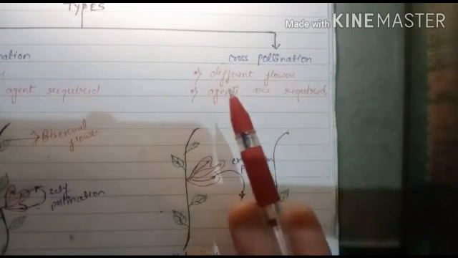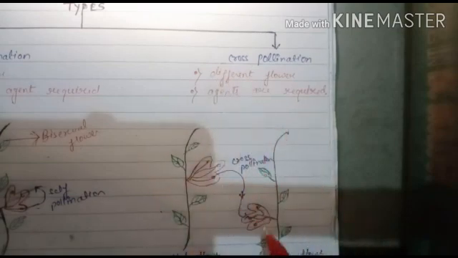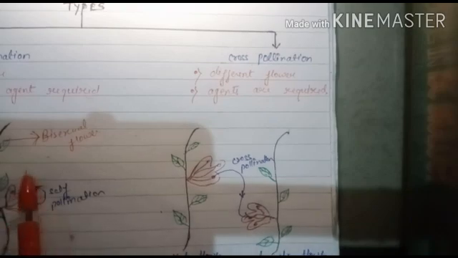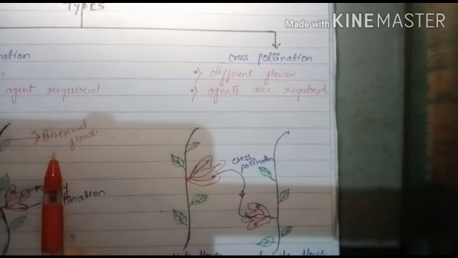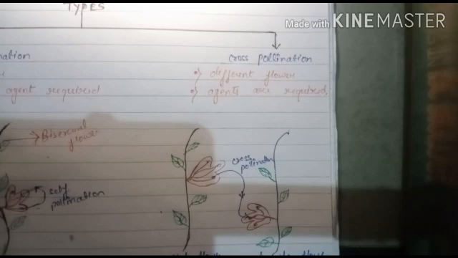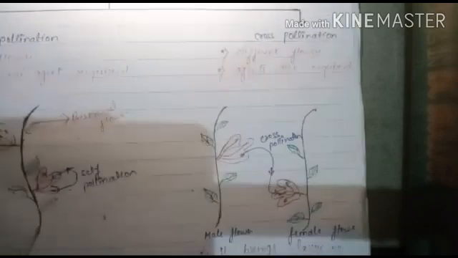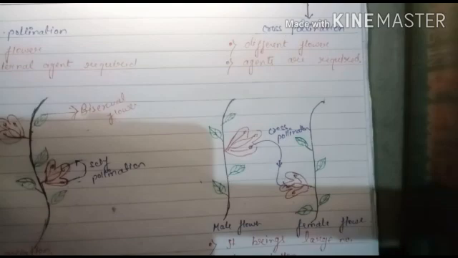Whatever agents we discussed above are required here. Why? Because we are talking about different plants, different species, maybe different families, so some type of agent is required. Third, self pollination occurs in a bisexual flower, while cross pollination occurs between a male flower and a female flower. The fourth difference is that in self pollination there is no variation. Why is there no variation? Because we are talking about only one species and only one type of flower, so there is no chance of variation.